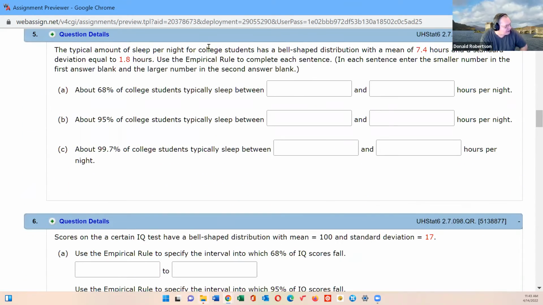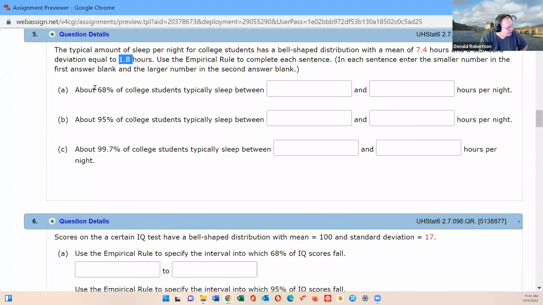Now, this question is beginning with our 68, 95, 99.7 rule. And you notice that the way they're going to phrase it is not visual, although I would probably do it as a little sketch, but we should be able to figure it out. The typical amount of sleep per night of a college student is bell-shaped, and the mean is 7.4, and the standard deviation is 1.8. So can you imagine me drawing that big hill? Wouldn't right in the middle be 7.4?